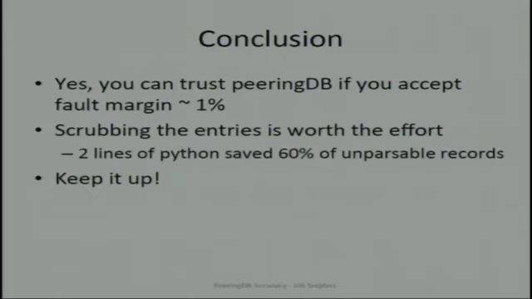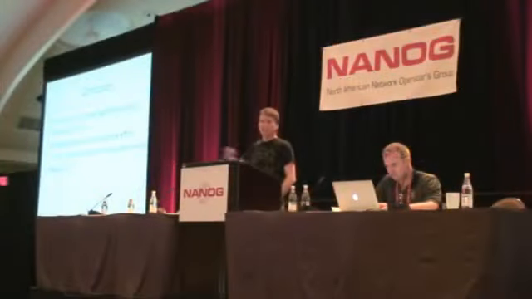The fault margin, in essence, is about 1%. So if 1 out of every 100 peering sessions that you set up go wrong, that's a very good score. It will lower the burden on your NOC service desk. Keep in mind that scrubbing the data that you get from PeeringDB is worth the effort. You'll easily yield a few hundred extra IP addresses from PeeringDB.